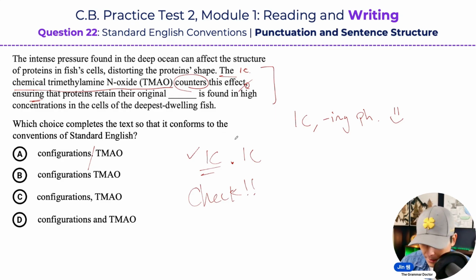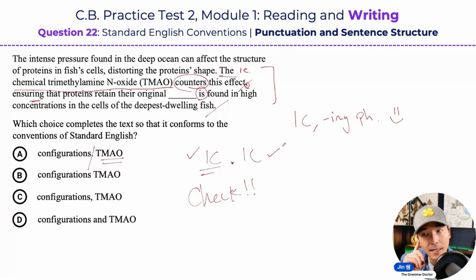Now I'm going to check the information after the period, doing the same thing, right? So TMAO is the subject, and is my verb, right? TMAO is found in high concentrations in the cells of the deepest dwelling fish. It sounds like the sentence ends right there. So the complete thought ends right there. So now I have my second independent clause as well. Good. Right, so when I have these two independent clauses that are separated by a period, I know it's going to be grammatically correct, right?